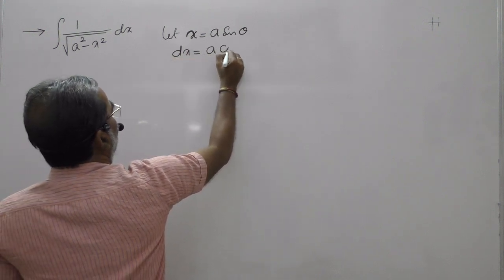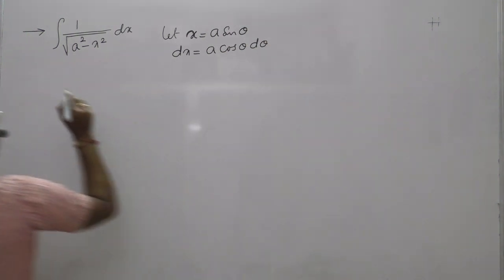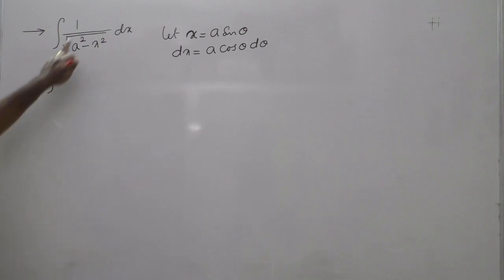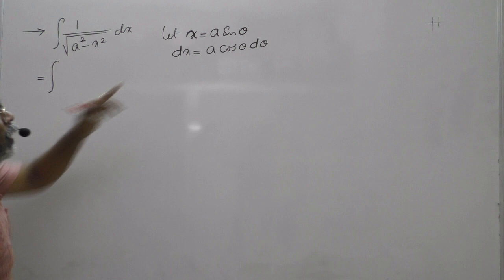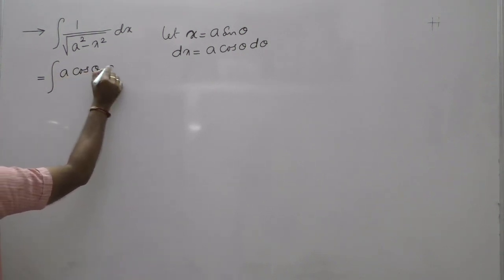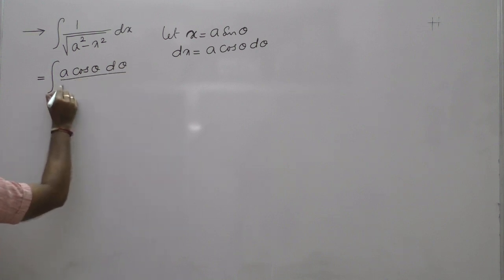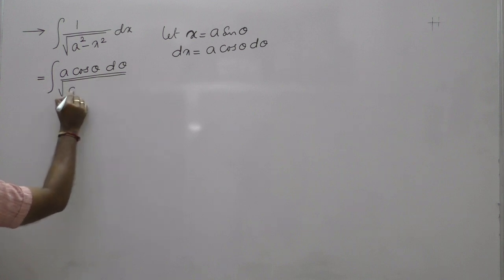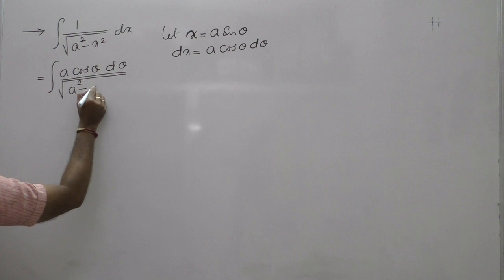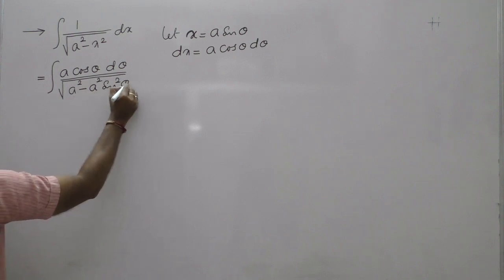dx is equal to a cos theta d theta. With this substitution, what is the numerator? 1 into dx. In place of dx, I can write a cos theta d theta. In the denominator, what is there? a square minus x square. x is a sin theta, so x square is a square sin square theta.